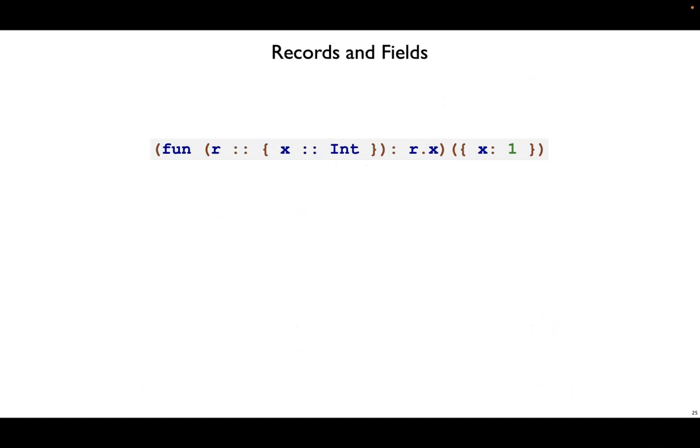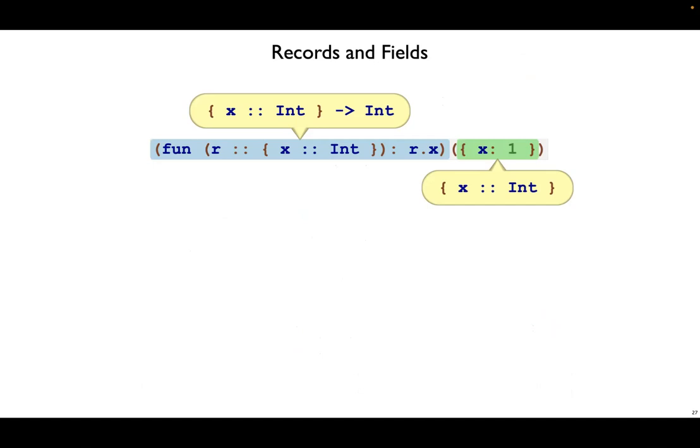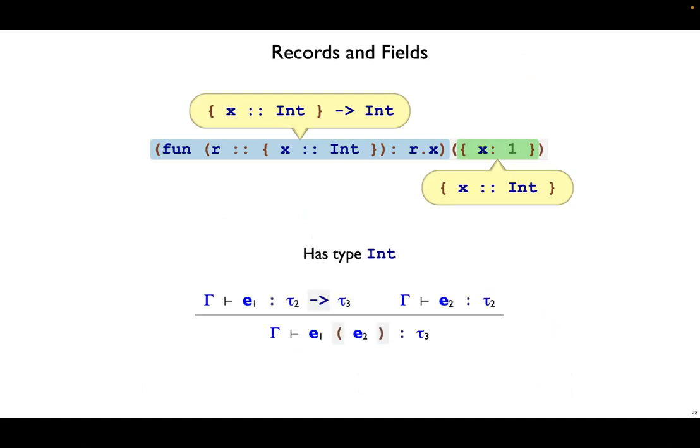When we apply a function to a record value, we need to match up the function's type with the record's type. So in this case, we have a function that expects a record with the x field mapped to int, and the argument here matches. So we can conclude overall that this function application expression has the type int, and we do that by using our rule for function application, which says that if we apply E1 to E2, this is well typed at tau3, provided that E1 has a function type from tau2 to tau3, and that expression E2 has a type that matches the function's input, tau2. So far, so good.